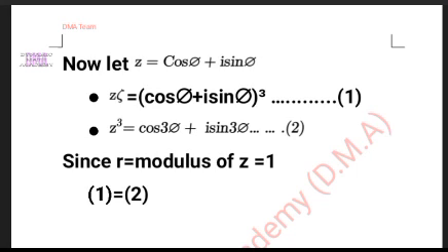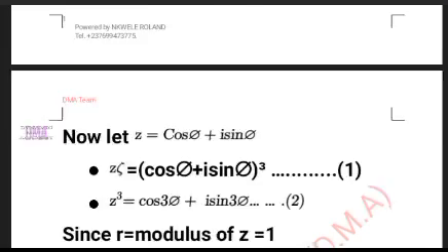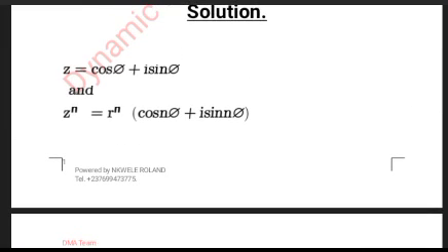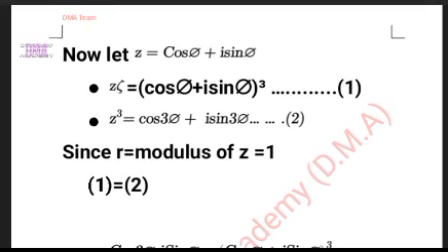And z to the 3, from the properties of De Moivre's, from De Moivre's law, z to the 3 will simply be r to the power 3 times cos 3 theta plus i sin 3 theta. So z to the 3 is equal to cos 3 theta plus i sin 3 theta.